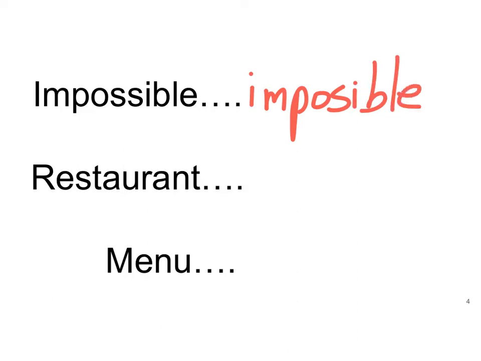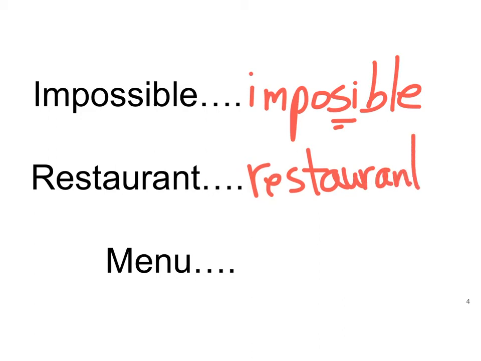A few other items that are also cognates would be impossible. In Spanish it is imposible. Notice only one S. Restaurante for restaurant, ends with an E. And menu, which is menú, accent on that U.